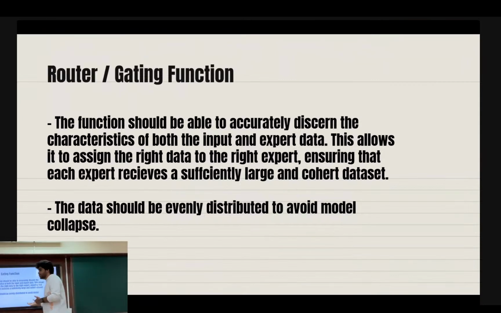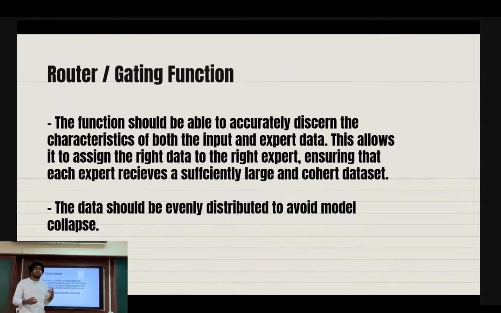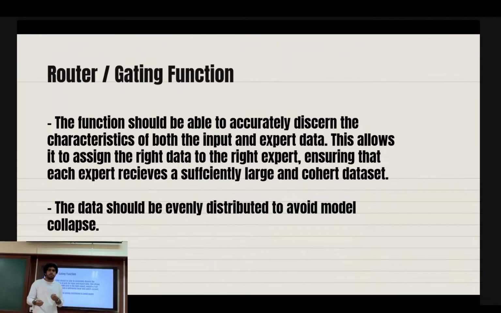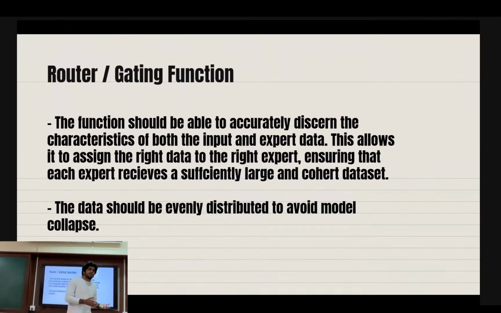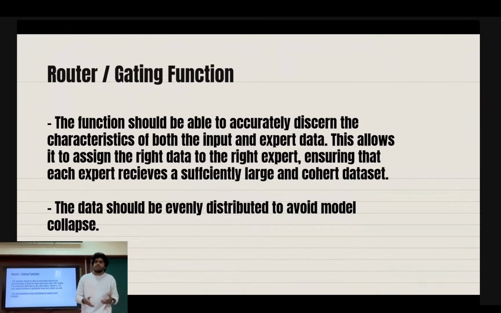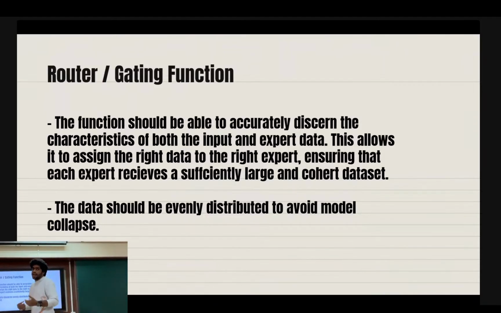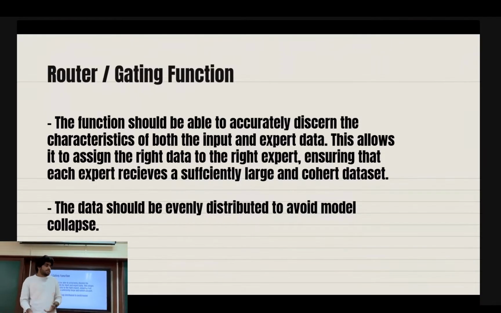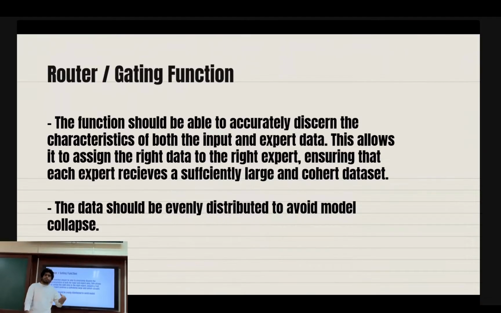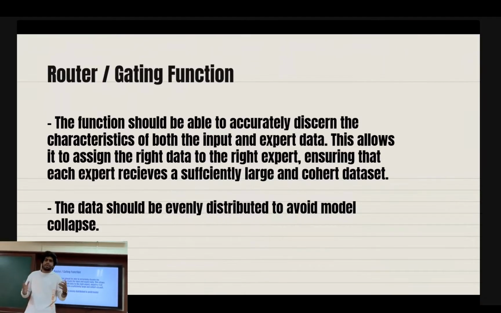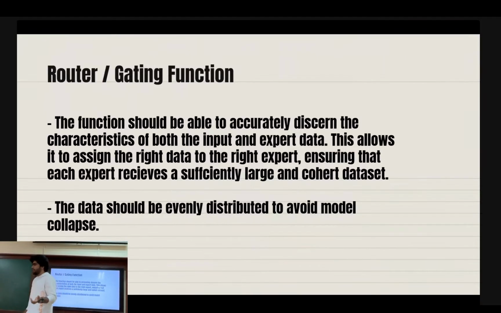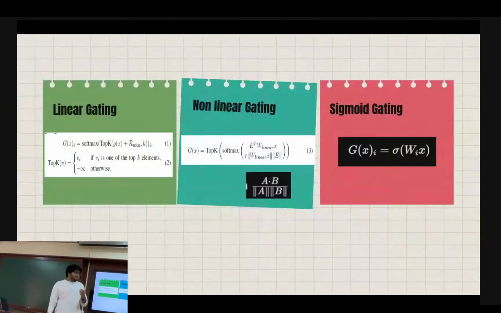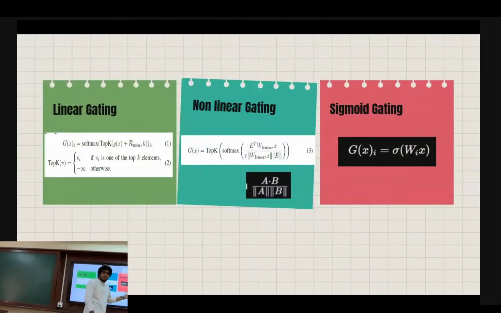There are a few conditions that every router function must complete to actually be a proper router or gating function. The first one is it must understand the input and it must understand the experts. That's basic sense, right? It needs to understand what you are giving it and what it has to actually compare it with. The second is it should be evenly distributed to avoid model collapse. I'll get to model collapse in a while. That's basically the biggest flaw of an MoE. We'll get to that in a minute. These are 3 types of gating functions. Alright, the first one is linear gating, and it uses softmax.